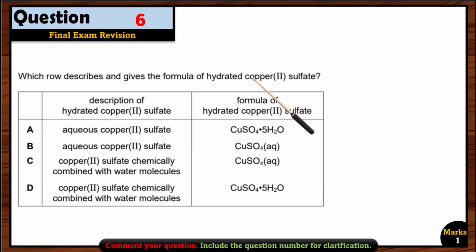Which option describes and gives the formula of hydrated copper sulfate? Hydrated copper sulfate means it has water molecules that are trapped inside the salt. If water molecules are trapped inside the copper sulfate, it means they are chemically combined there. It's not an aqueous copper sulfate; we cannot call it hydrated. So 5 water molecules per 1 mole of copper sulfate are trapped inside it. So option D is the right option here. Copper sulfate chemically combined with water molecules, and the formula is CuSO4.5H2O. This was already given in chapter 9, you can see over there.